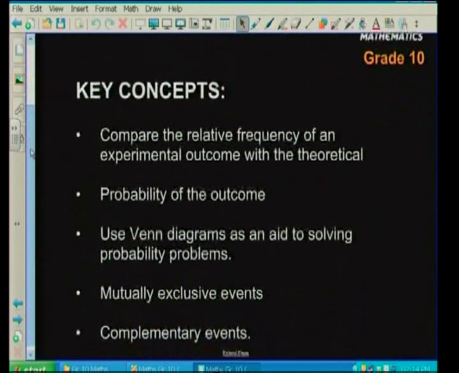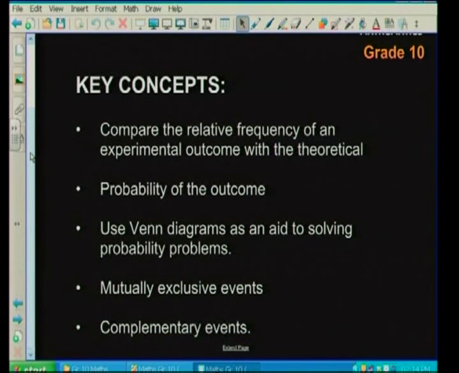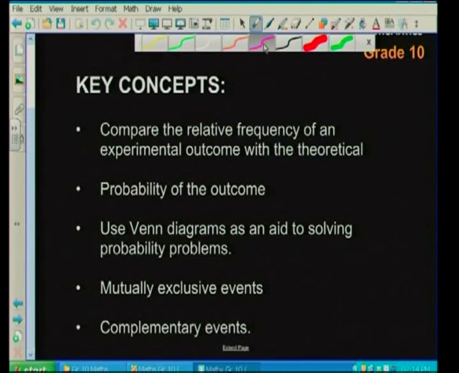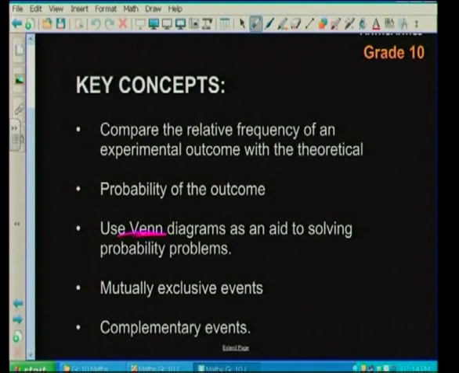During today's lesson, we are going to be looking at the following things. We're going to compare the relative frequency of an experimental outcome with a theoretical event. You'll know more about it just now. We're going to have a look at the probability of something happening, the probability of an outcome. We're also going to have a look at how we can use Venn diagrams to help us in solving probability problems. And then we're going to look at mutually exclusive and complementary events. So hopefully by the end of the lesson, everything that's on this key concept screen will make absolute perfect sense to you. Right, let's go right on ahead.